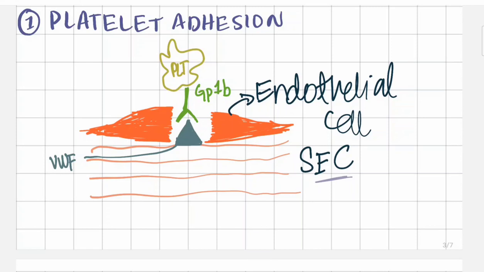These von Willebrand factors are derived from the Weibel-Palade bodies. And this von Willebrand factor is going to bind to GP1B, and that is going to bind to the platelets. That is how the platelet is going to adhere to the subendothelial collagen.